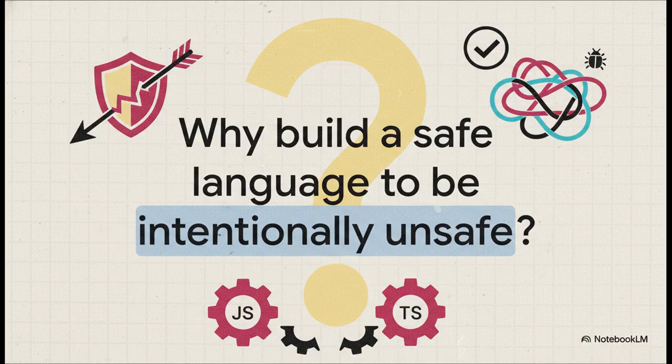So get this. TypeScript was created specifically to add a layer of safety to JavaScript, right? To catch all those pesky errors before they cause chaos. So why on earth did its designers make a conscious, deliberate decision not to make its type system perfectly safe? Why build in what academics call unsoundness?